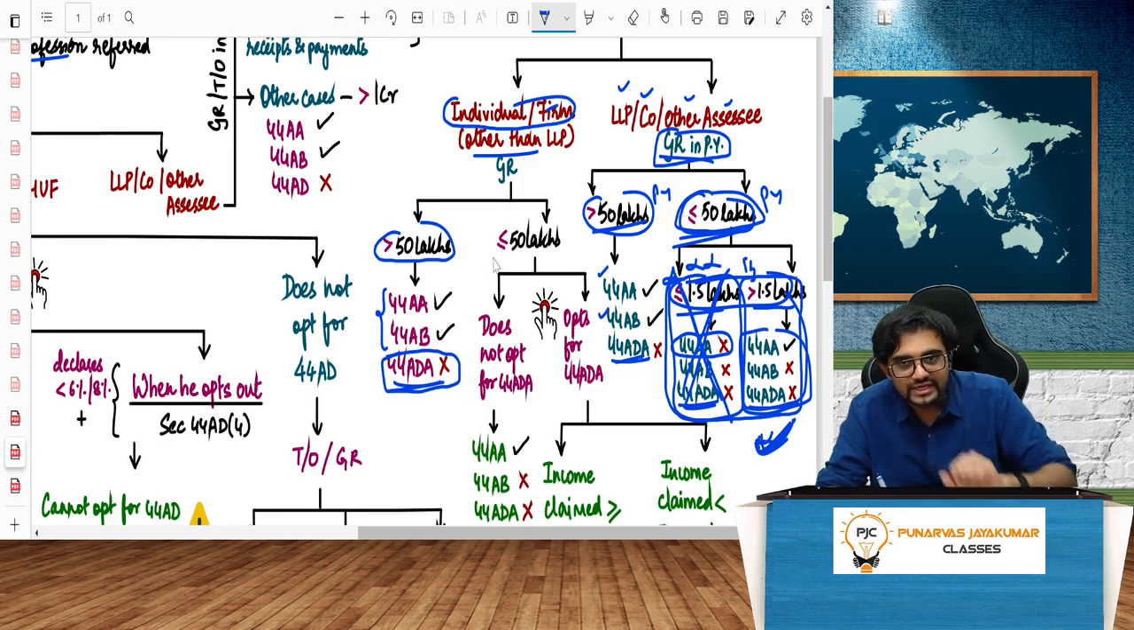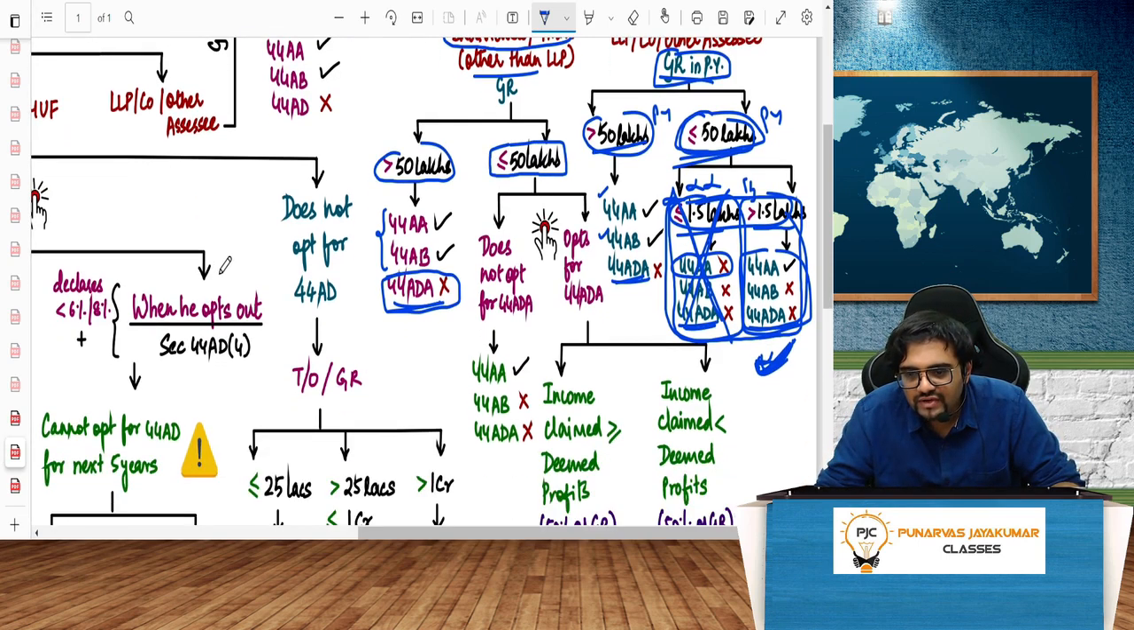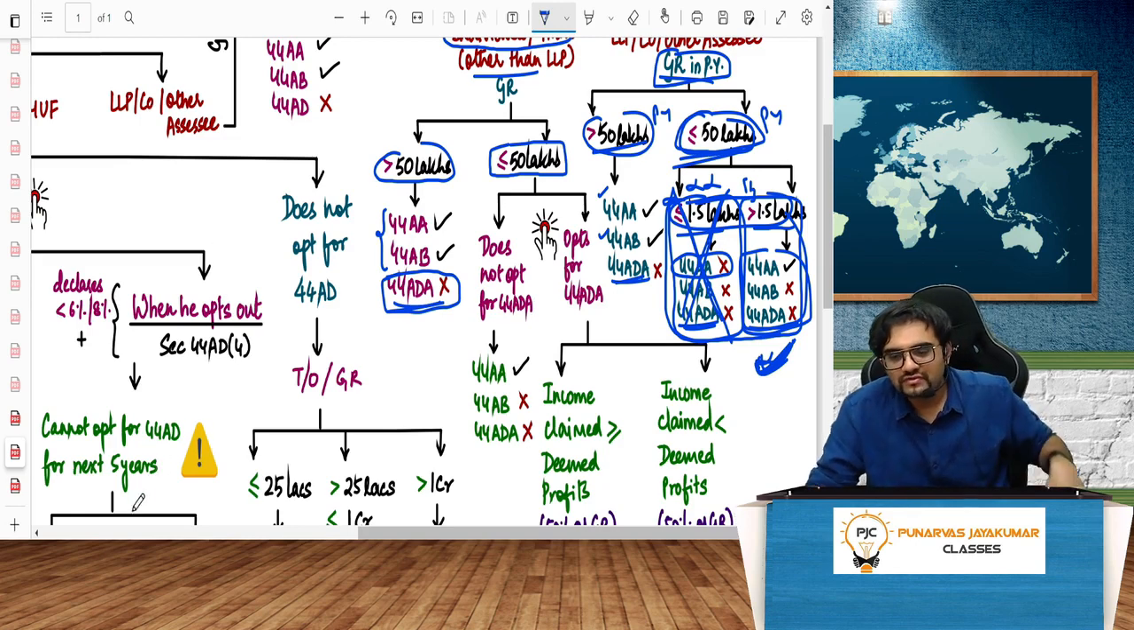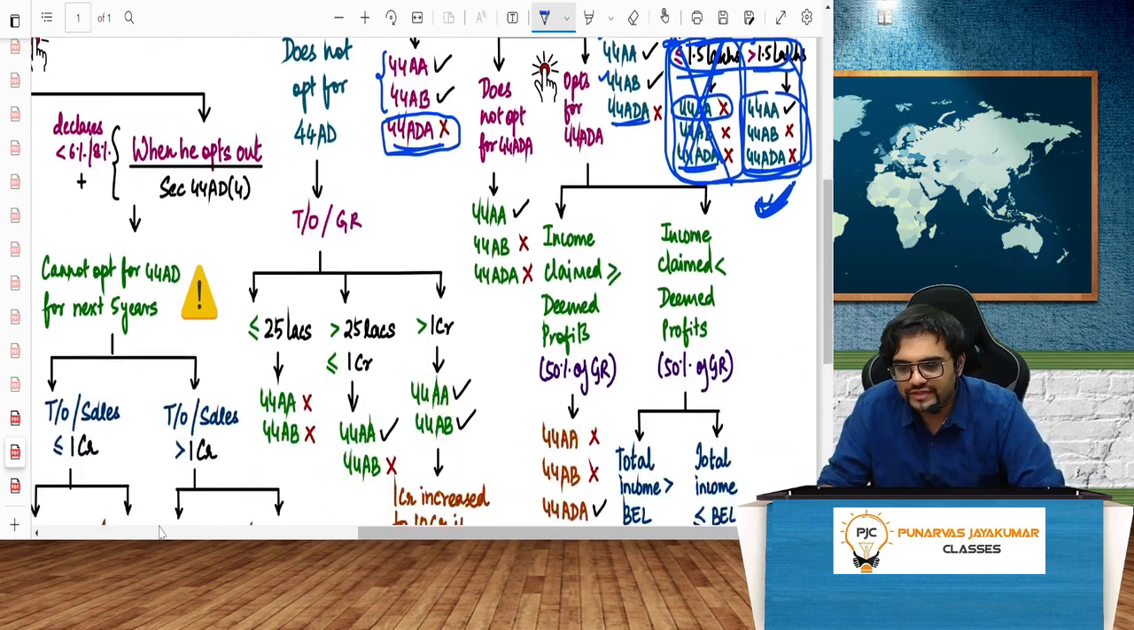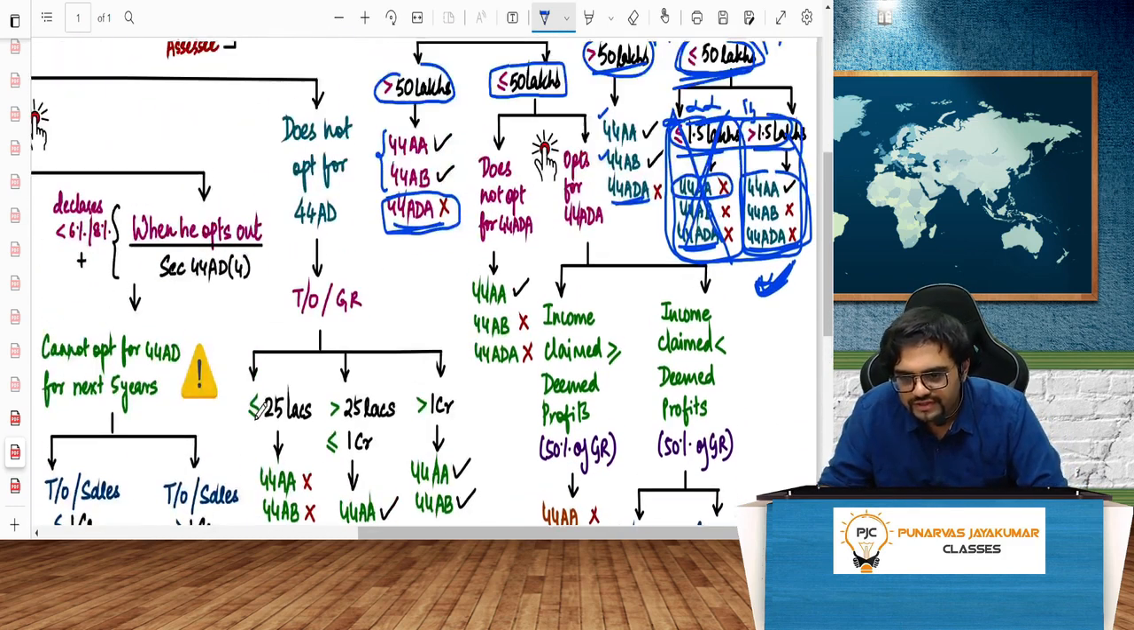Now, the beauty is when your gross receipts is less than or equal to 50 lakhs, right, then 50% will be what? The deemed profit. 50% will be your deemed profit.